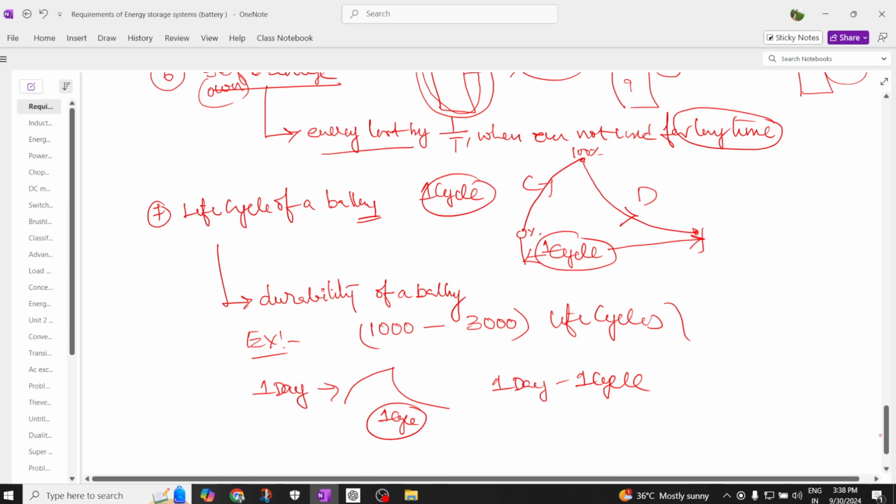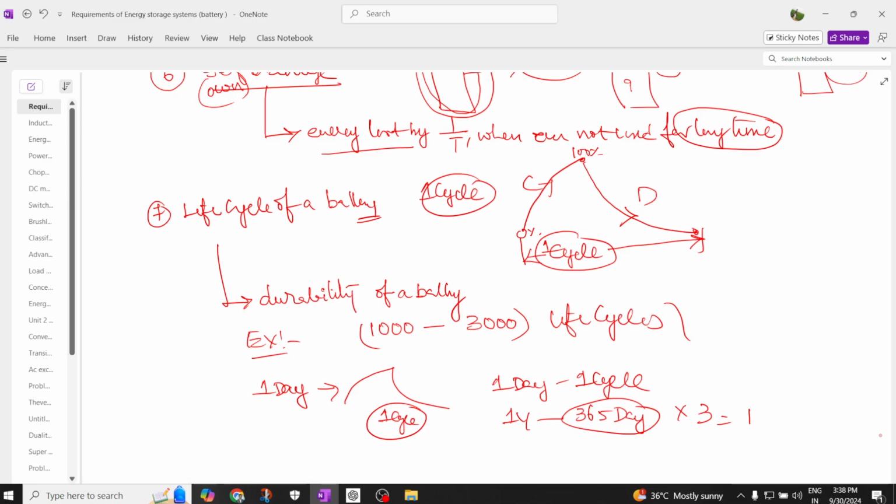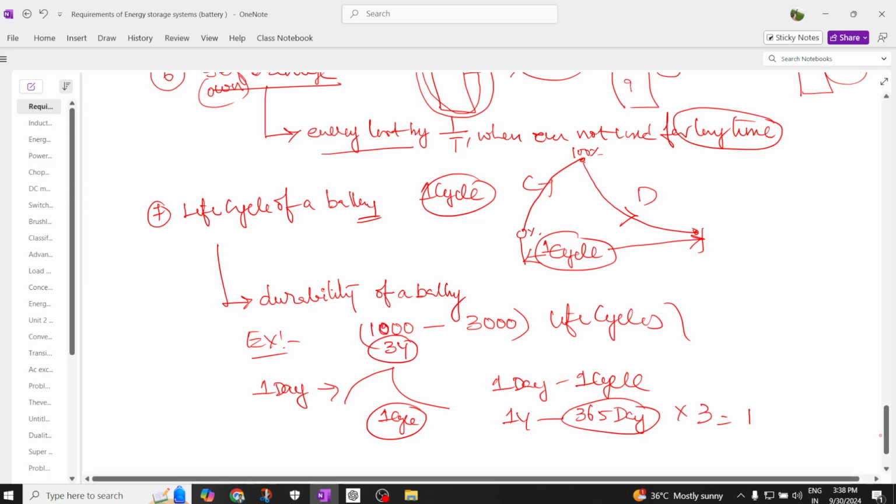So per day I am using one cycle of battery. For 1 year, how many days do we have? 365 days. So 365 into 3, approximately you are going to get 1095. This is nothing but 3 years. 3 years, I mean 1100 life cycles. So every day you are charging once and you are discharging once. How many years can you use our battery? 3 years, and this is nothing but 8 years.